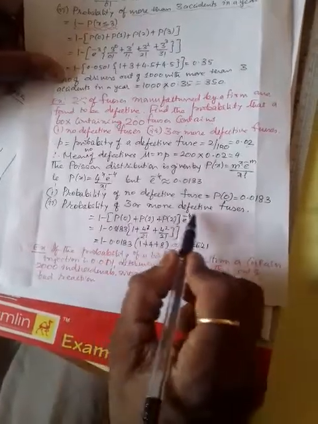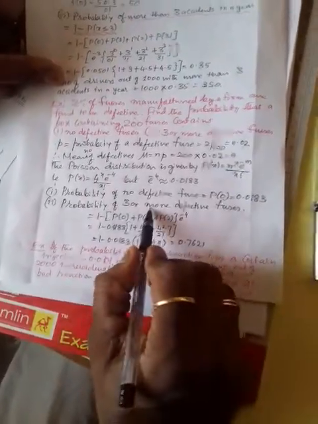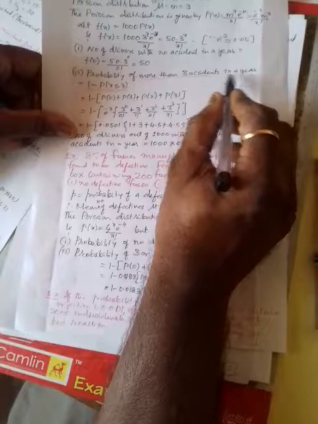Next, probability of 3 or more defective fuses. Again, this is like the previous example. In the previous example, what is the condition? Probability of more than 3 accidents in a year. Here, probability of 3 or more defective fuses. Both the conditions are the same, but the example is given in a different manner.